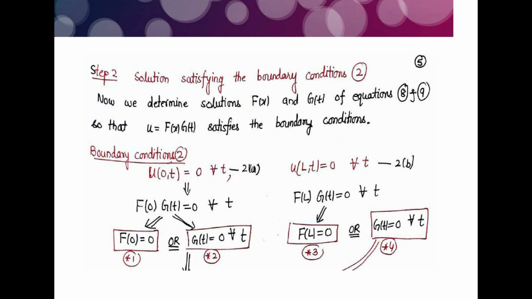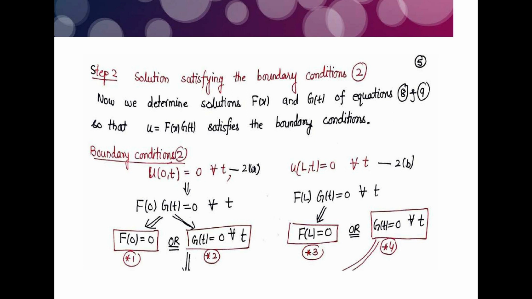Now use equation number 4, that u is the product of two functions F into G, both capital. So equation 2a implies that F of 0 into G of t is equal to 0 for all values of t. Now if the product of two numbers is 0, this implies that F of 0 is 0 or G of t is 0 for all values of t. I'm writing these as star 1 and star 2. We will further simplify these two conditions.